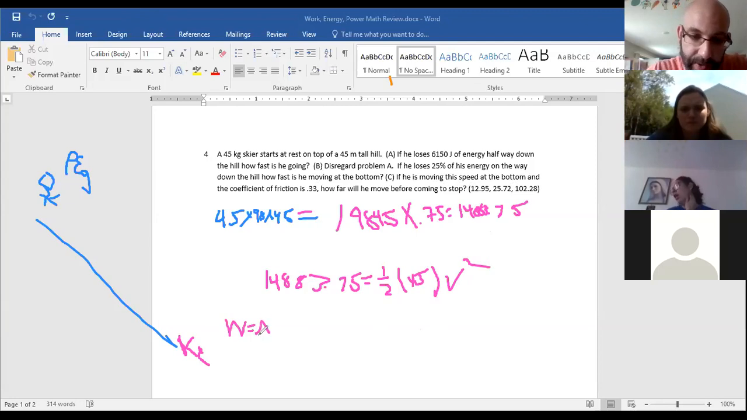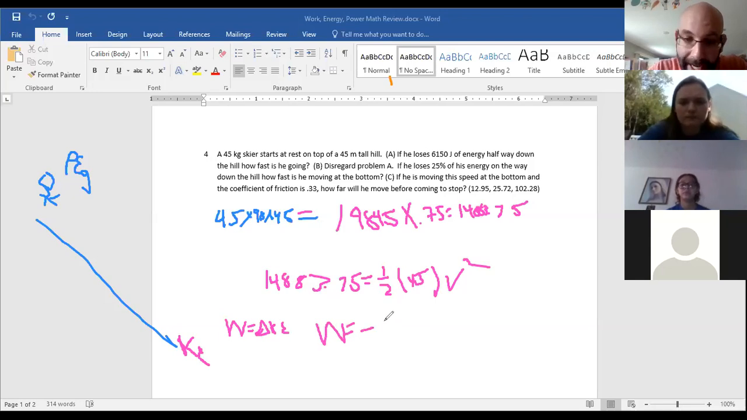Work equals delta KE. Work equals the change in kinetic energy. We used this from before. So initially, we know the value for work, it's 14,883.75. It's this right here. And we know at the end of the problem, he's coming to a stop. So there is no kinetic energy at the end. So the work is negative 14,883.75. And the negative sign doesn't really matter. It's just negative because it's working against us.